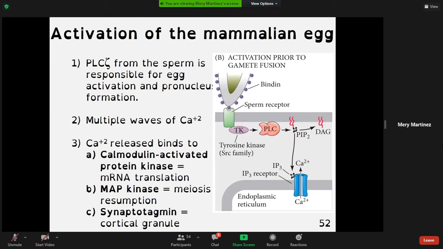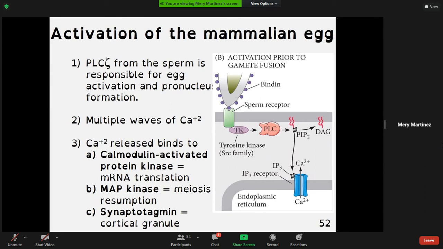In sea urchin, eggs are activated by a single wave of calcium from the entrance point of the sperm. In mammals, numerous waves of calcium traverse the egg. So that's a big difference here. We have different times. It's too long, right? So it takes about 12 hours for this to happen. So it requires multiple waves of calcium to be able to do that job.